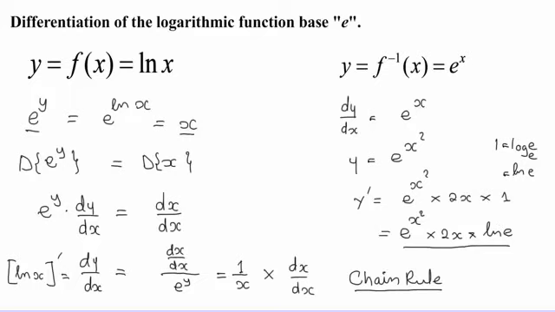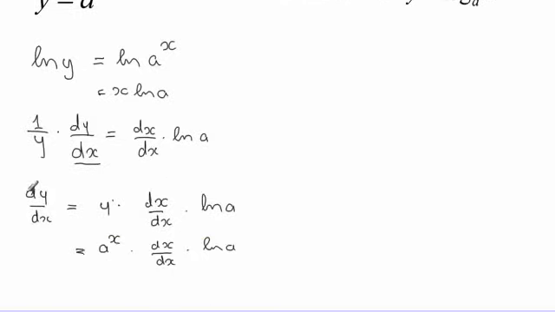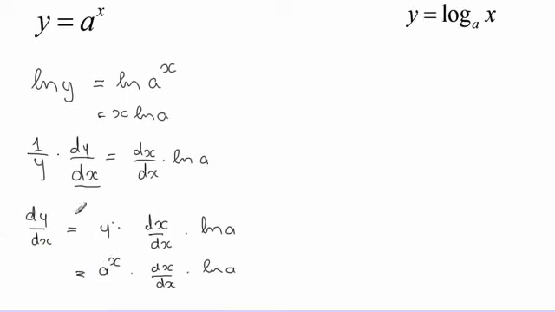Now what we've arrived at is that the derivative of the exponential function y equals a to the power of x is a to the power of x, multiplied by ln of the base. In other words, the exponential function always bounces back in the derivative, multiplied by the derivative of the argument, multiplied by the ln of the base, like we've seen there.